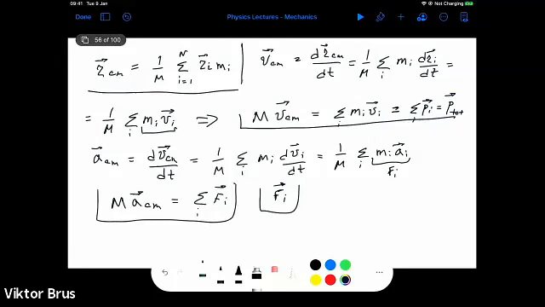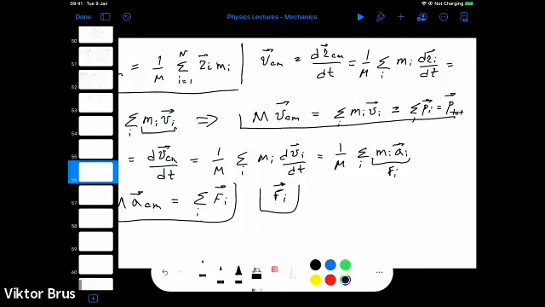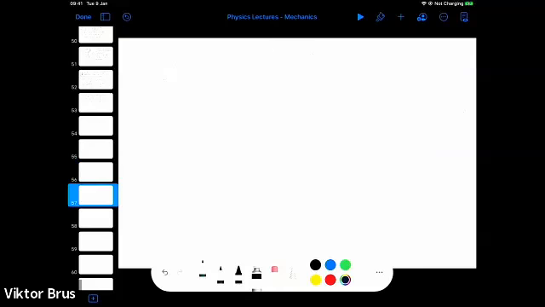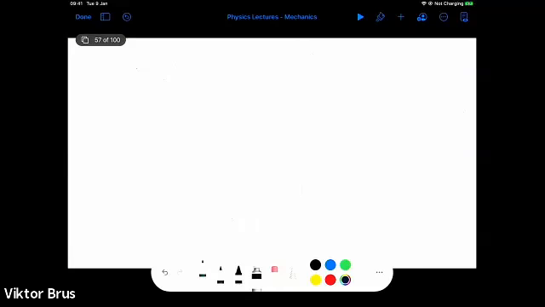Okay, let us rewrite this equation on the next slide and continue. So, the product of total mass and acceleration of the center of mass is equal to the sum of all forces which act on the system.